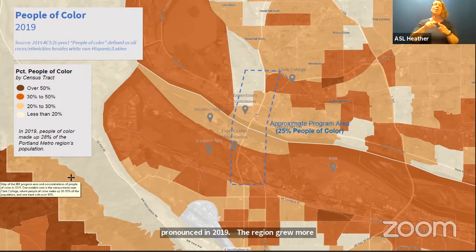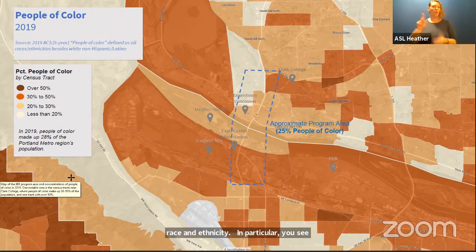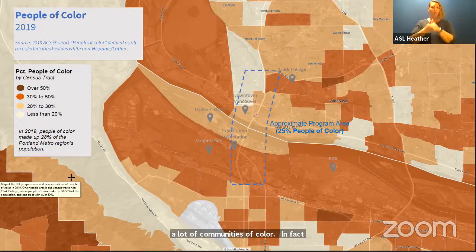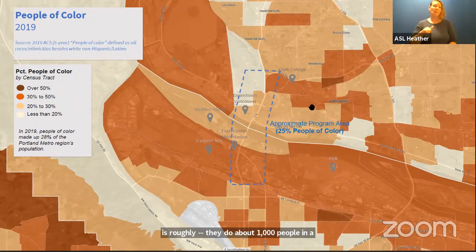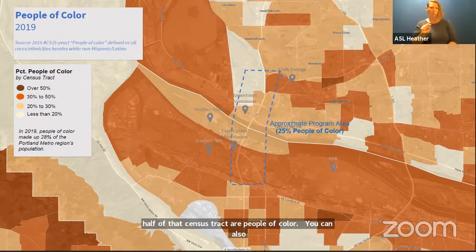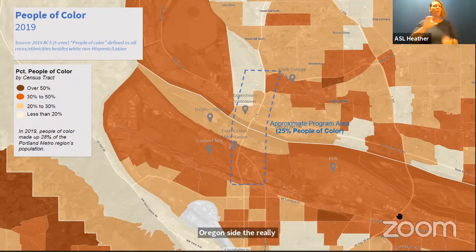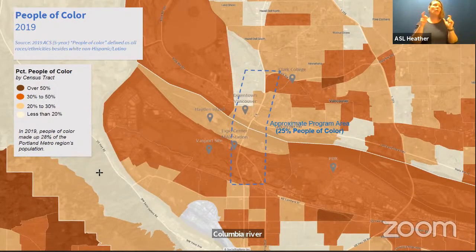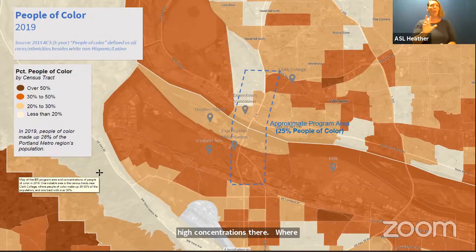But then in particular, you see again that the area near Clark College and east of Clark College, we have a lot of communities of color. In fact, one census tract, which is roughly 1,000 people, over half of that census tract are people of color. You can also see down on the Oregon side, the north boundary of Oregon along the Columbia River, we do have high concentrations of communities of color that are more diverse generally than the region, where the region is about 28%, like I said, but those are between 30 and 50, so a bit higher.